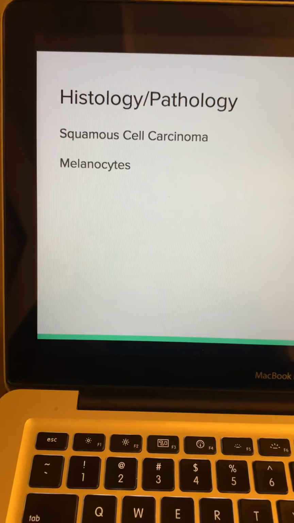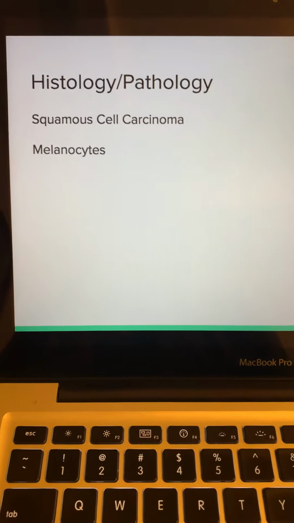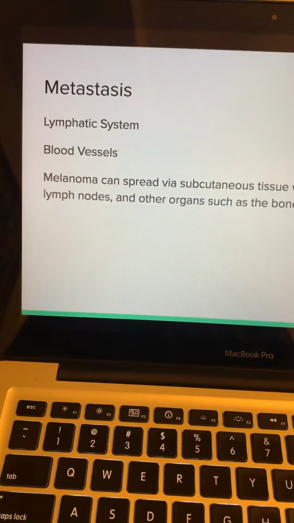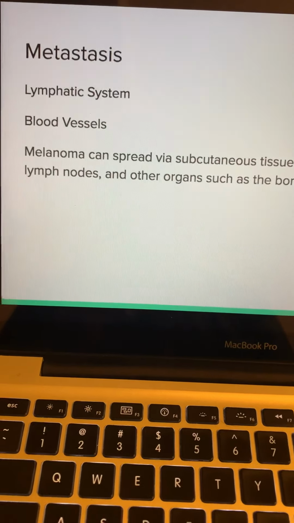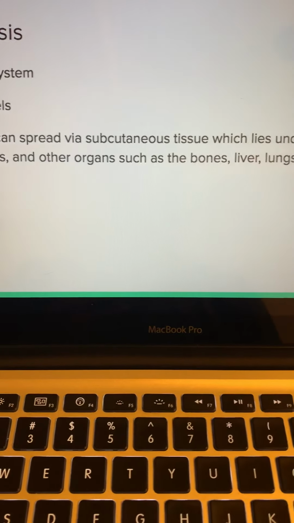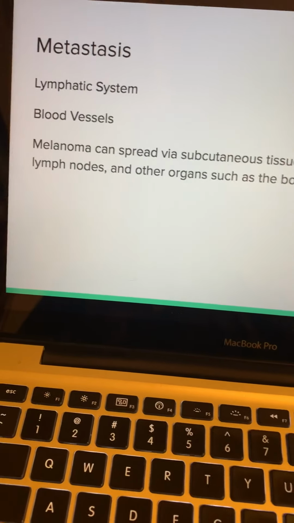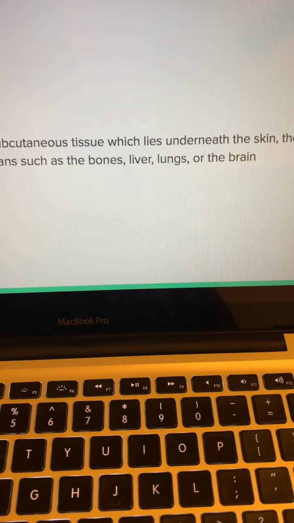So the histology and pathology of melanoma is squamous cell carcinoma and the melanocytes. Metastasis, they can spread through the lymphatic system, blood vessels. Melanoma can spread via subcutaneous tissue, which lies underneath the skin, lymph nodes, and other organs such as bones, liver, lungs, or the brain.